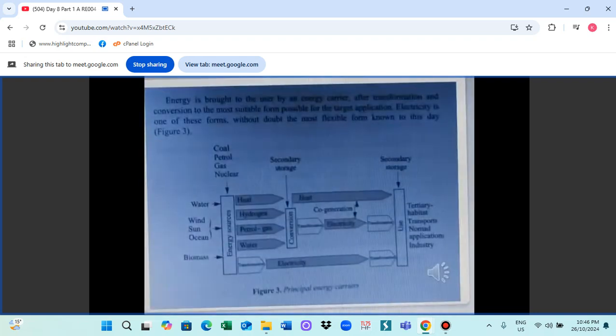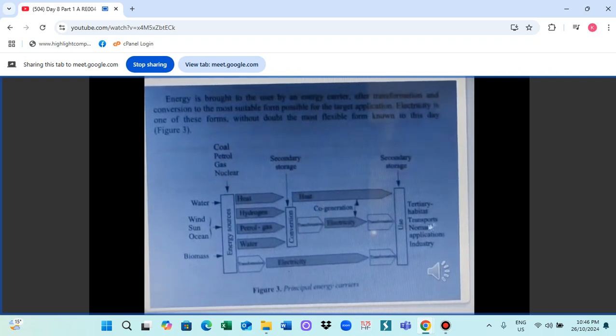So this diagram shows the proposed energy carriers: water, wind, ocean resources, biomass, and also heat, hydrogen, petrol. These are the energy sources, and then we store the energy, and then we utilize it, and we also have secondary storage and utilization. This is the storage stage. The primary energy, water and wind, has to be produced, and we have to store the energy, and then we produce the secondary storage, and that is the final storage stage.